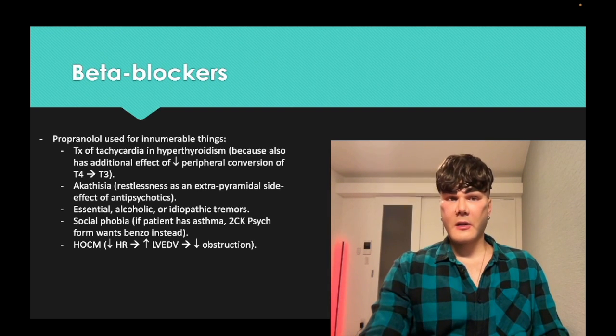Akathisia, that's restlessness as part of the extrapyramidal side effects for antipsychotics. So just be aware that you can use propranolol for that as a treatment. Lengthy discussion for all these points here.